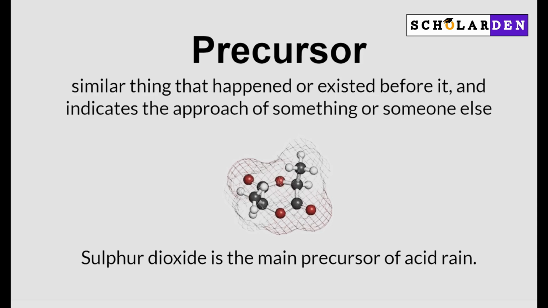Precursor. So this is a similar thing that happened or existed before something else, and it leads to the new thing, so it indicates the approach of something or someone else. For example, sulfur dioxide is the main precursor of acid rain, so it leads to it. Or the exciting beginning of the movie was just a precursor to even more excitement later on.